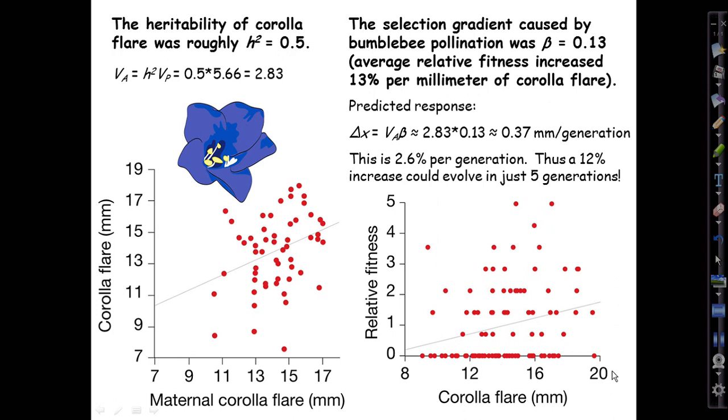Here's the data showing how the selection gradient is estimated. It's this faint progression line here with corolla flare of the parent plants on the x-axis, and then relative fitness after this rescaling to make the mean fitness equal to 1 on the y-axis, and there it is, right, the slope of 0.13 per millimeter.